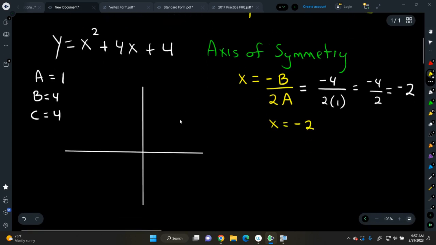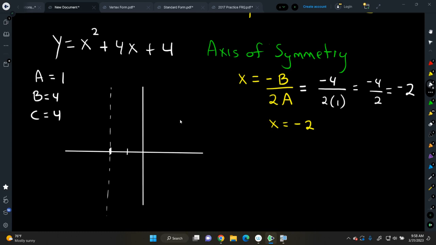So I'm just going to kind of plot that on my graph. I'm going to just put a dotted line right here. X equals negative 2. I find negative 2 on my graph and I put a dotted line through there. There's my axis of symmetry.